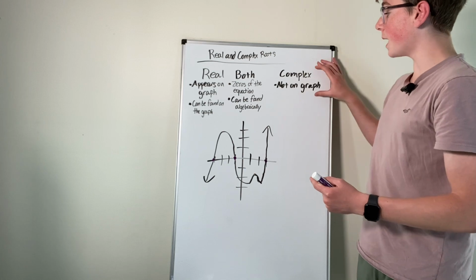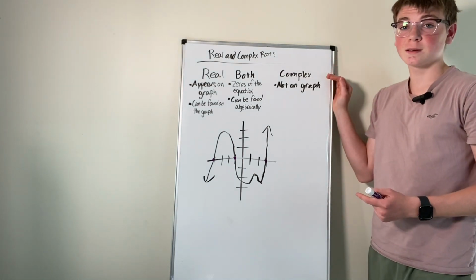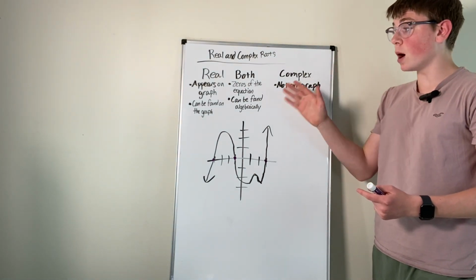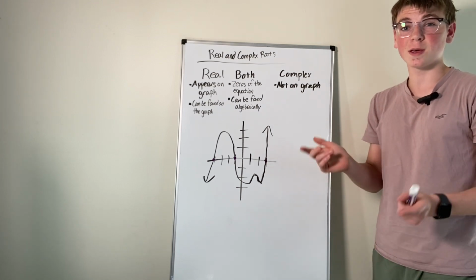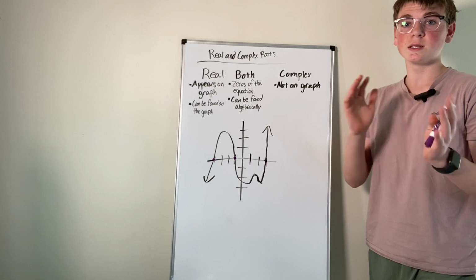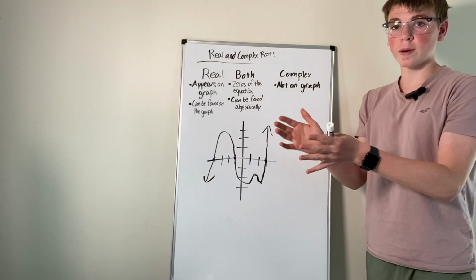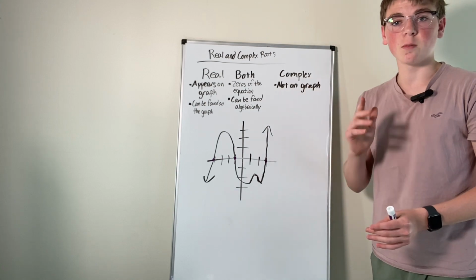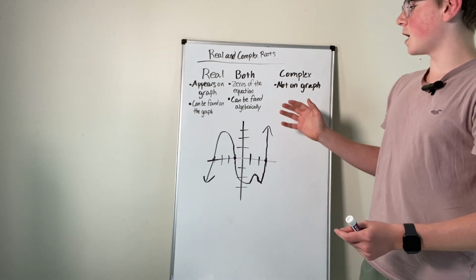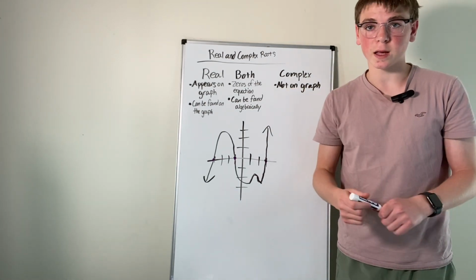Complex roots are not on the graph, but both are zeros of the equation, meaning if you plug them in, they will give you 0, or if you say 0 equals the equation and you solve and plug them back in, they will give you 0. And then they can be found algebraically.